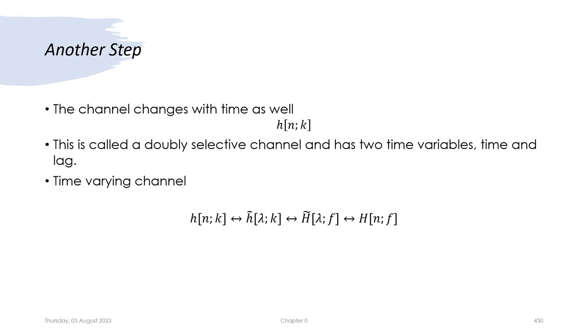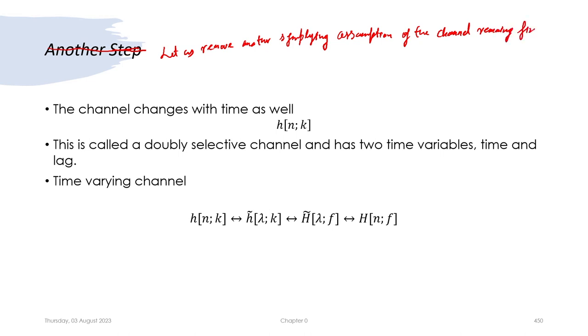So, let us now remove another simplifying assumption, of the channel remaining fixed in time. We say that the channel no longer remains fixed in time. So, the channel impulse response is given by this h(n,k). And the channel is called a doubly selective channel with two variables, time and lag.